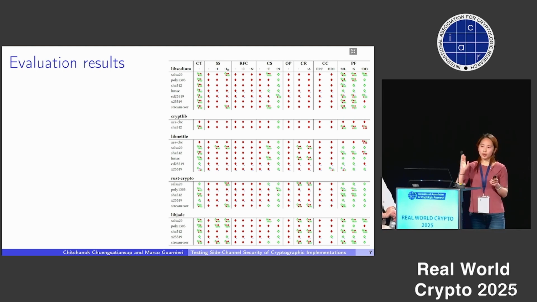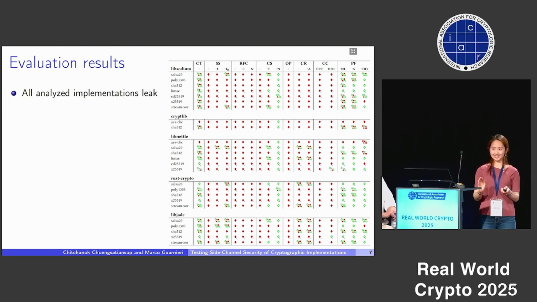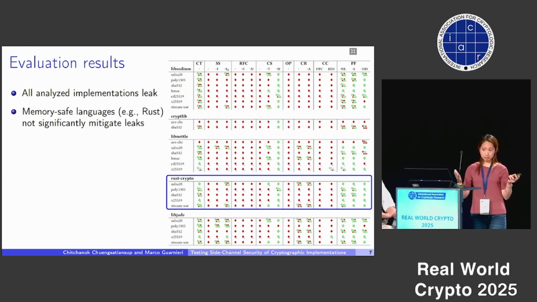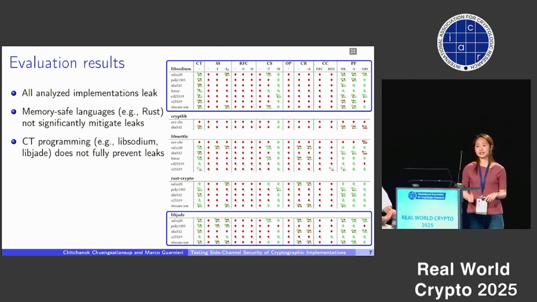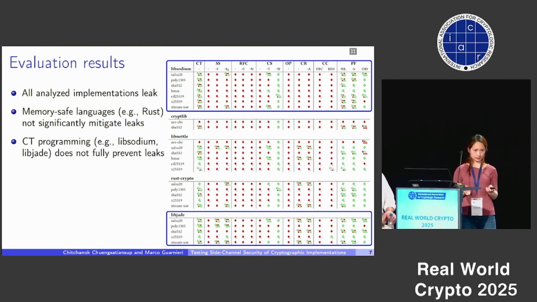What you can see here is that there's red in every line. From our analysis, all analyzed implementations leaked. That's why in each line, you will see red somewhere. If we look at memory safe languages, like Rust, for example, which I highlighted there, that doesn't significantly mitigate the risk. There's still leakage even in Rust implementations. And if we consider constant time programming, there are still leaks. In libsodium or in libjade, they do not fully prevent the leak.